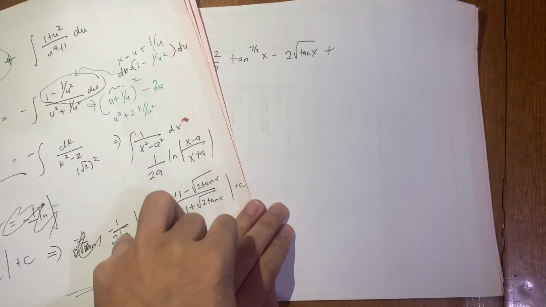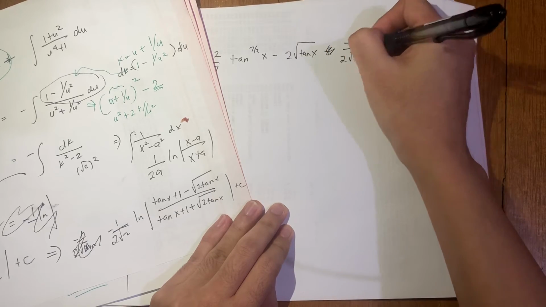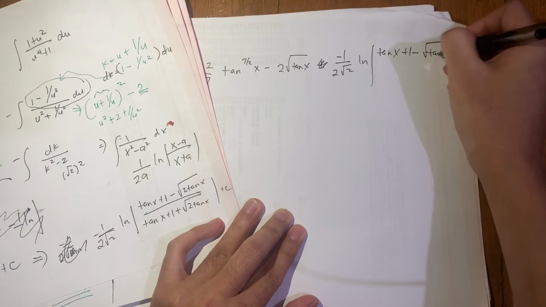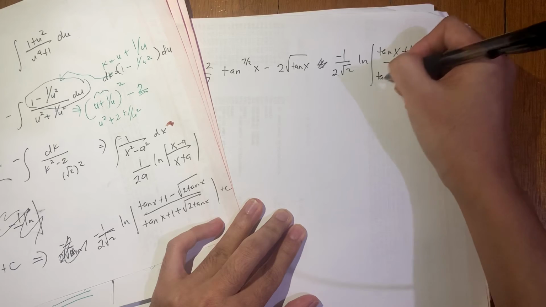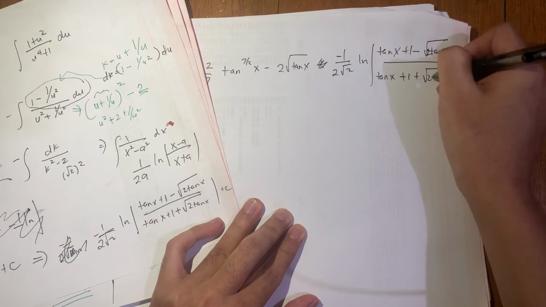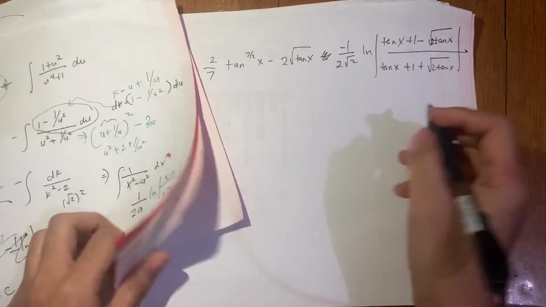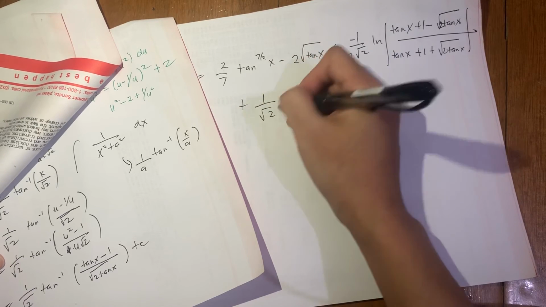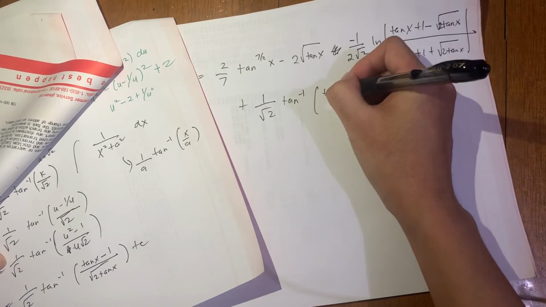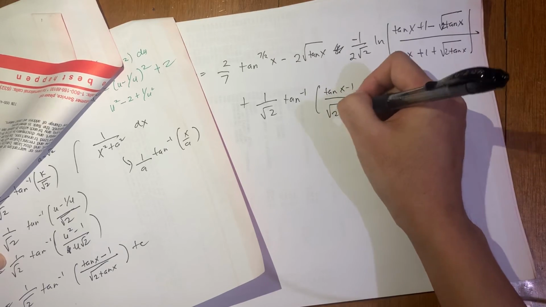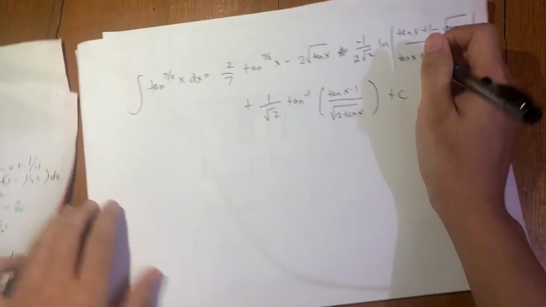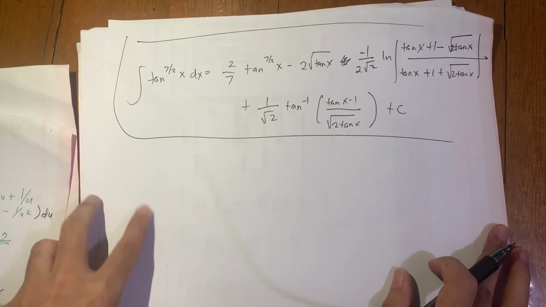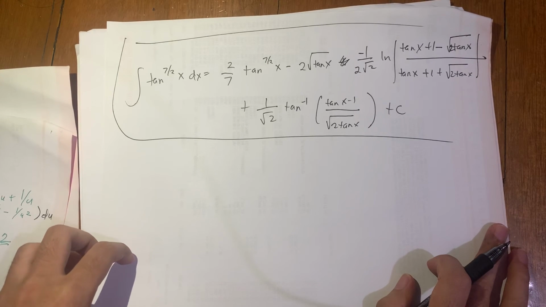plus negative 1 over 2 square root of 2. So this becomes negative ln of tangent x plus 1 minus square root of 2 tan x over tangent x plus 1 plus square root of 2 tan x. And then, what I do next is to add the last term, plus 1 over square root of 2 tangent inverse of tangent x minus 1 over square root of 2 tan x, plus c. So this is our final answer. Okay, medyo mahaba yata. Pero ganun talaga.